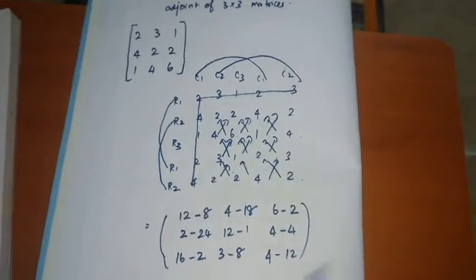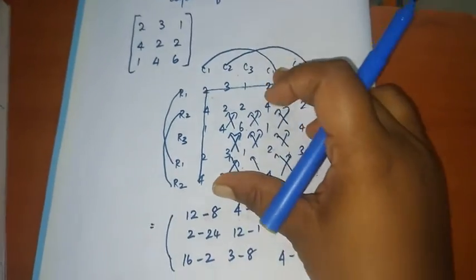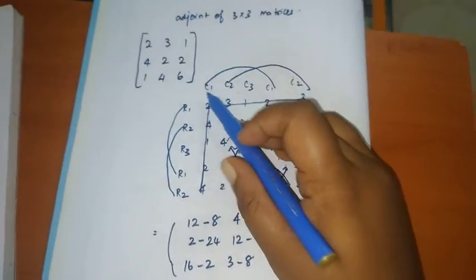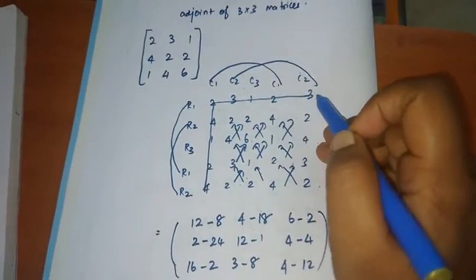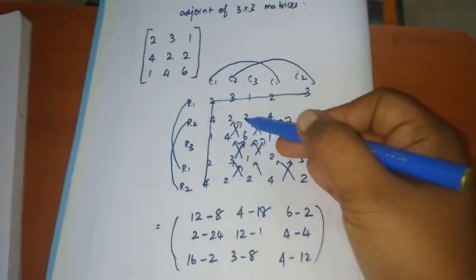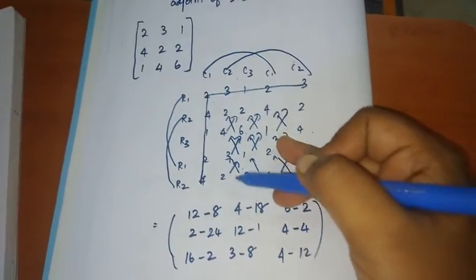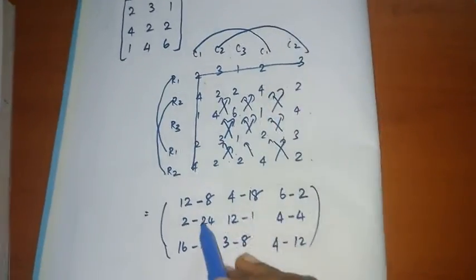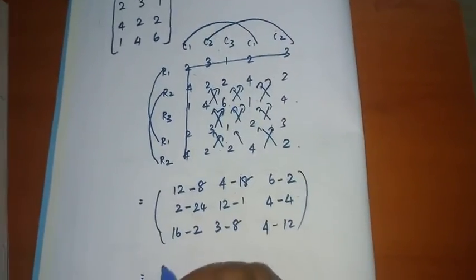What are the steps? Step 1, we write the matrix. Step 2, after that we write column 1 and column 2, row 1 and row 2. Step 3, we multiply each 2 by 2 matrix column wise, and we write the answers row wise.